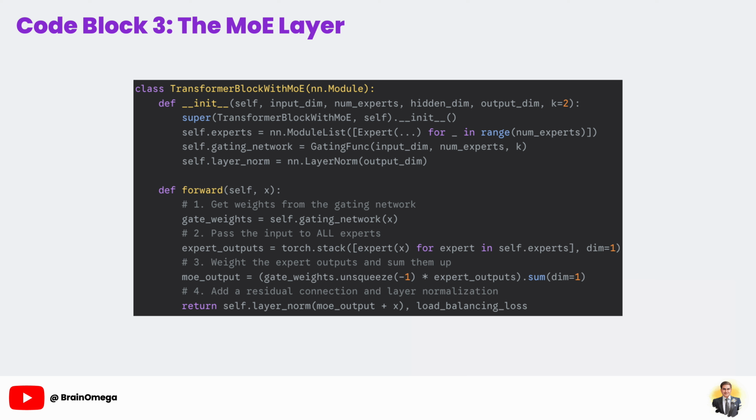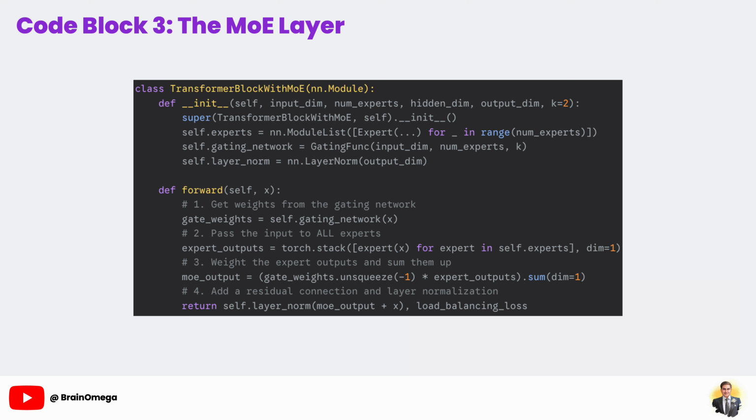The transformer block with MoE is where we assemble all the pieces. In its initialization, we create a module list of our experts and instantiate our gating network. Now, let's look at the forward pass. First, we get the sparse gate weights from our gating network. This tells us which experts to use and how much to trust each one.